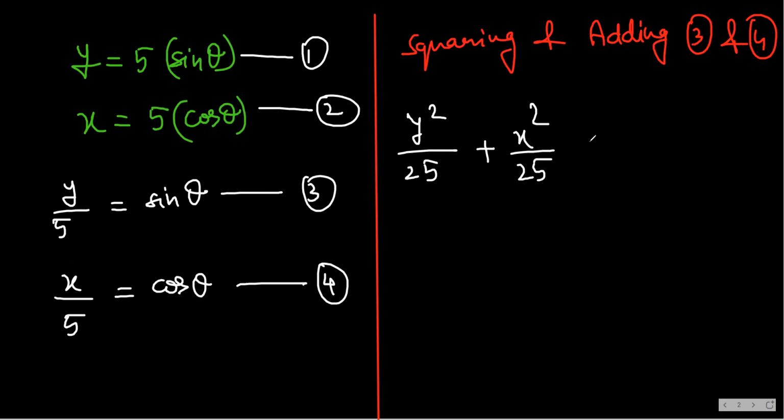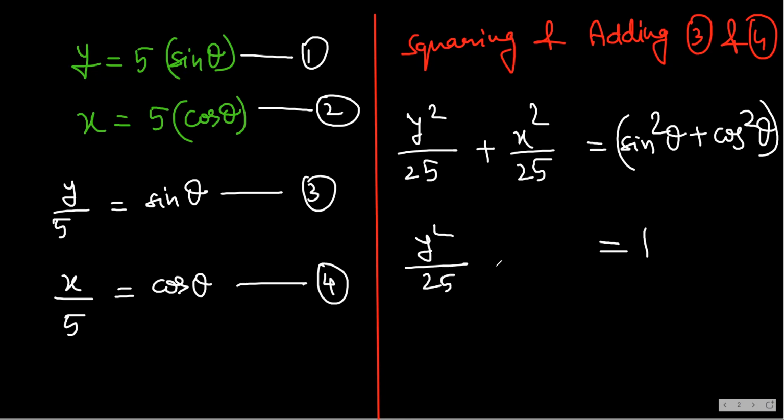Such a thing we have done many a time. So y square upon 25 plus x square upon 25 equals sine square theta plus cos square theta. Now we know what sine square theta plus cos square theta is. It is 1. So we have y square upon 25 plus x square upon 25 is 1. So we got x square plus y square equals 25. So see what we did.